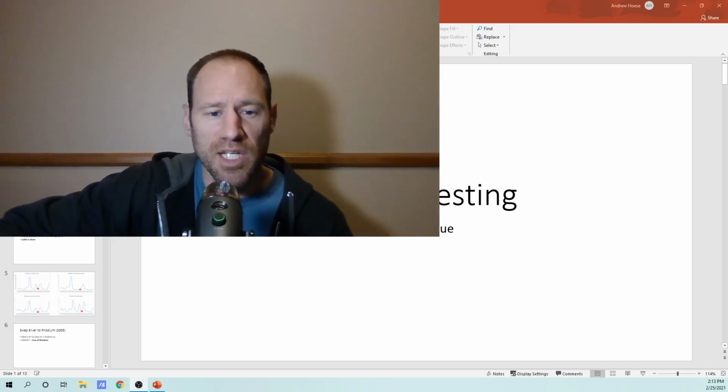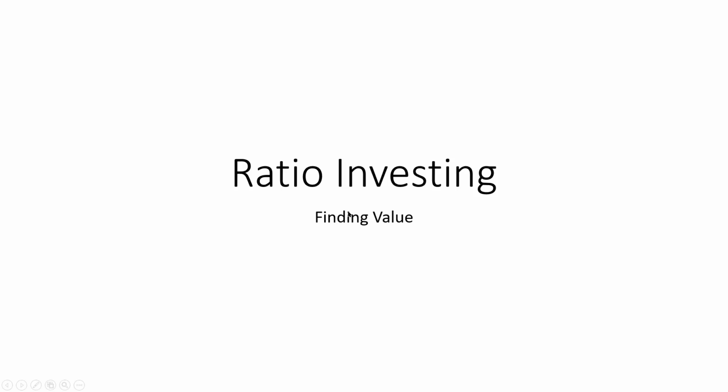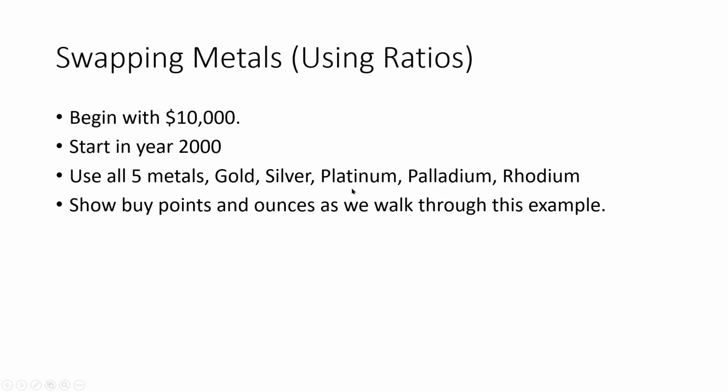So let's jump into the presentation on ratio investing. I can show you how to do it. So some of the given information: let's say we begin with $10,000. You start in the year 2000. That's roughly when I graduated high school. Use all 5 metals: gold, silver, platinum, palladium, and rhodium. Those are all available to trade. And I'm going to show you what I look at when I do physical metals trading. I'm going to show you what I would consider ideal buy points and the ounces as we walk through this example, so you can see exactly what I'm looking at.